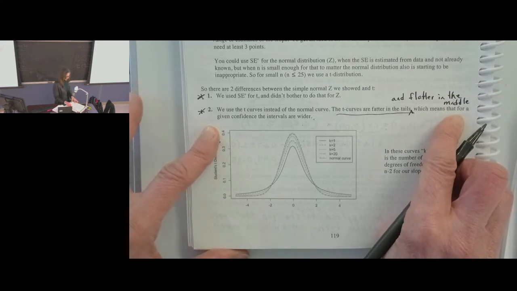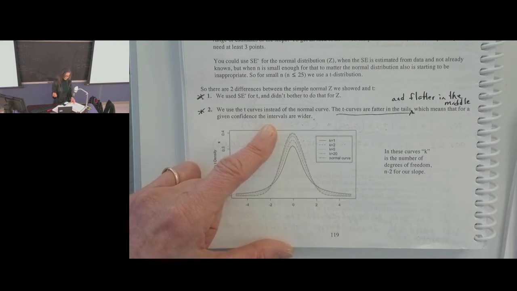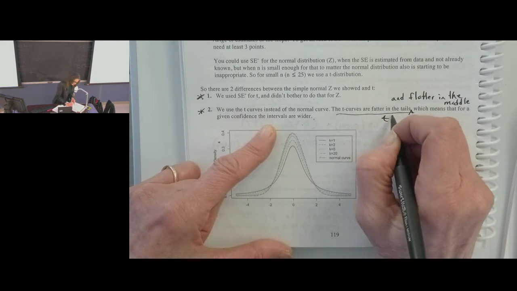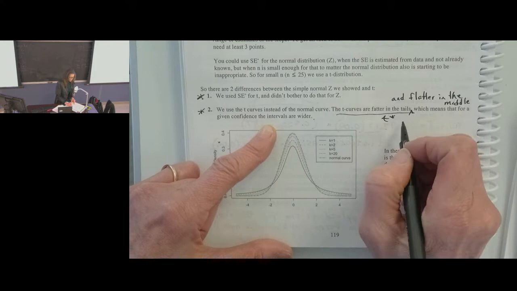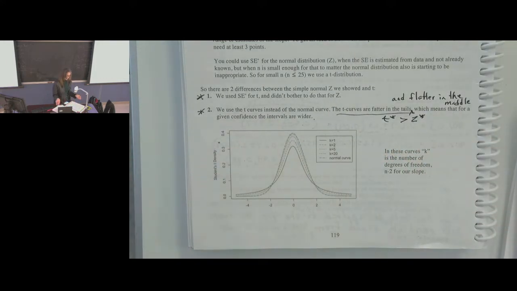Which means for a given confidence interval, they're wider, right? So the t star, the critical value, is greater than z star. That's why the confidence intervals are wider because, well, here, let's just look at it.